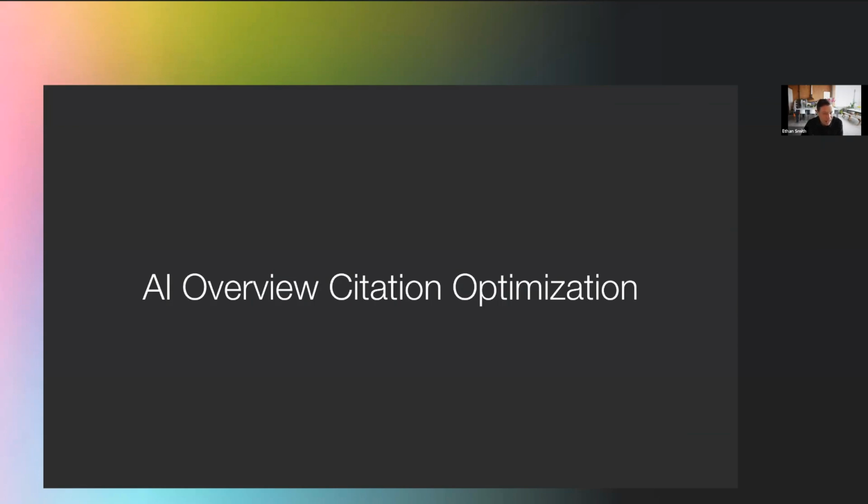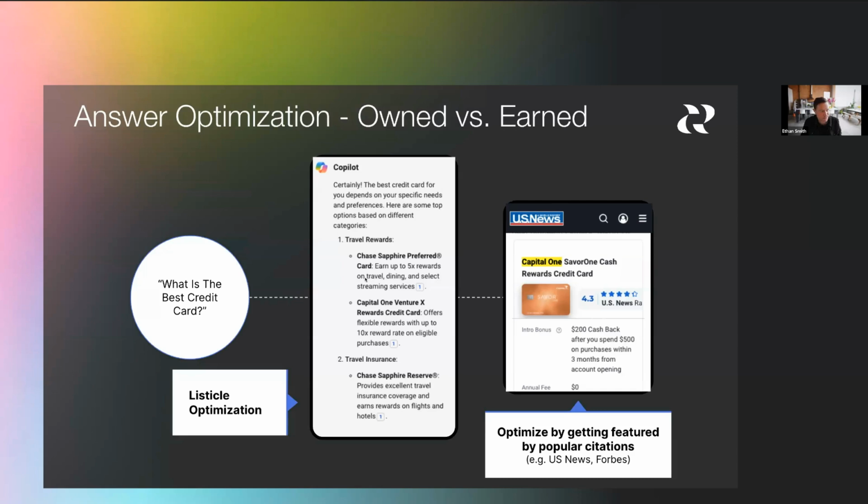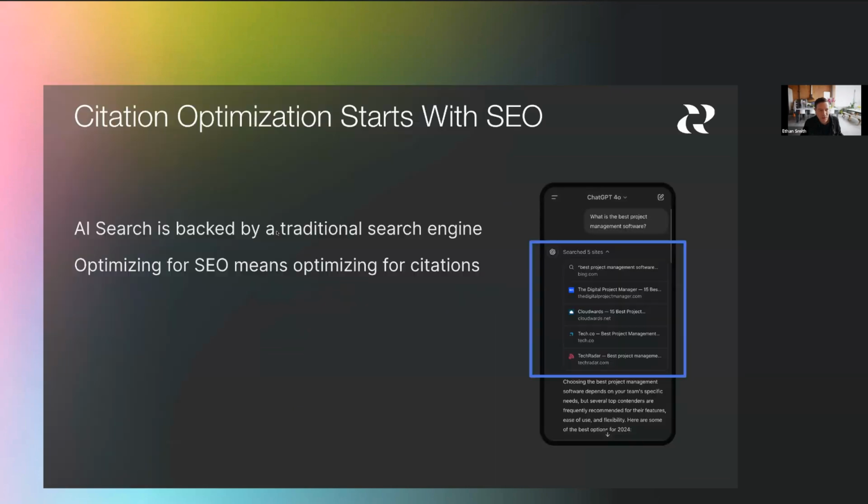Okay, so AI. Then we want to think about not only my product showing up as an answer, like Resort Pass, but citation optimization. So how do I show up in the citations? Let's go to the next slide. Okay, and citation optimization starts with SEO.